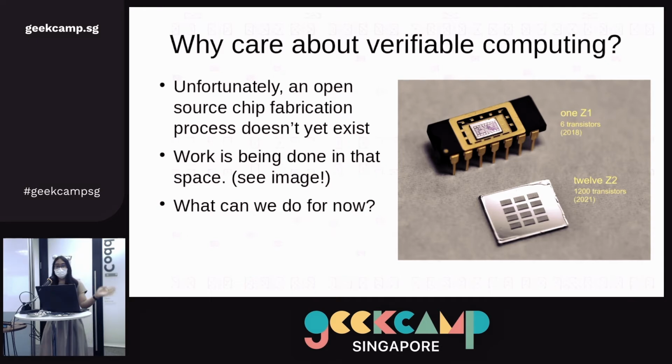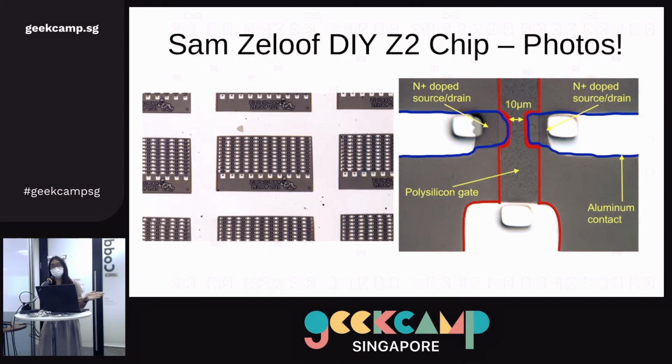And as I said, this is a slight digression. Folks have actually been working on their own DIY chip fabrication, an open source chip fabrication process. And Sam Zaloof especially has got down to quite an impressive level. As you can see, 10 micrometer feature sizes, and I believe that one of these arrays has 1,000 of these transistors that you see right here. And he's done it all in his garage.